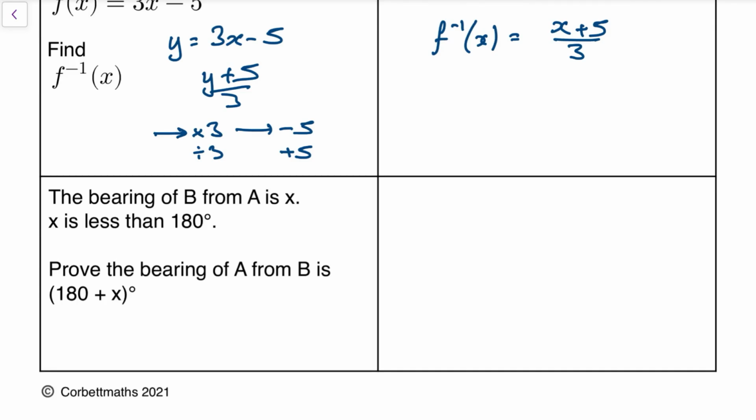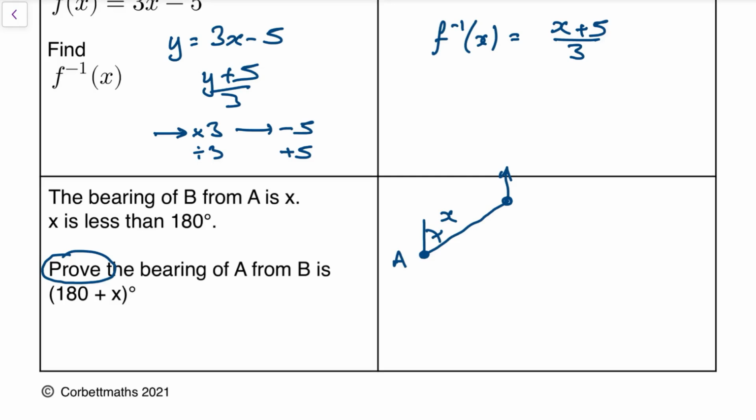Final question. The bearing of B from A is x, where x is less than 180. Prove the bearing. Okay, so a diagram's going to help me here. So the bearing of B from A. There's my A, there's my north line, and it doesn't really matter. Let's just draw B here. So there's my B, and my bearing is x. Now, as I may have said in other videos, I won't write all the text down because that will be pretty boring for you and for me, but I'll talk loudly to it and you need to make sure you're writing this bit down. So let's talk through it.